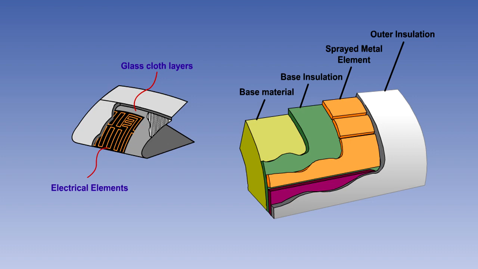In the sprayed metal system, a base insulator is brushed directly onto the surface to be protected, and then the electrically conductive metal is sprayed onto it. A further insulating layer is applied on top of this. The outer surface is then given a suitable protective coating. The resulting protected surface is known as a spray mat.